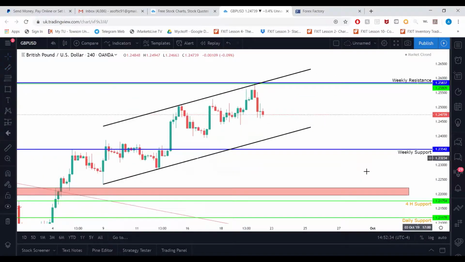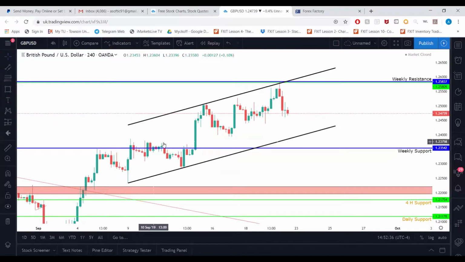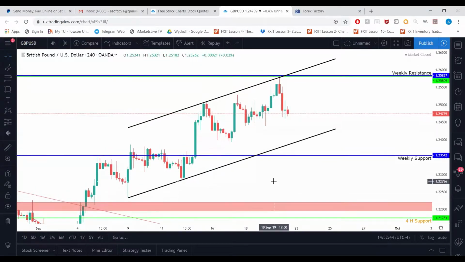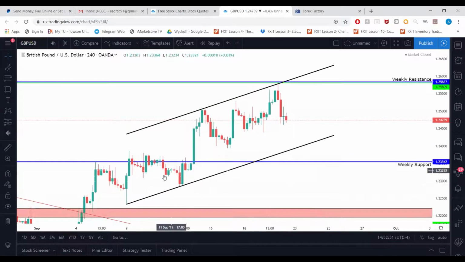Yeah, so on a 4 hour, started here, pull back. So let's say you missed it right there. Even though this was a weekly resistance, it became support once it broke through. But you see it respecting this channel, and then it went back up, rejected, pullback. You can enter again here.